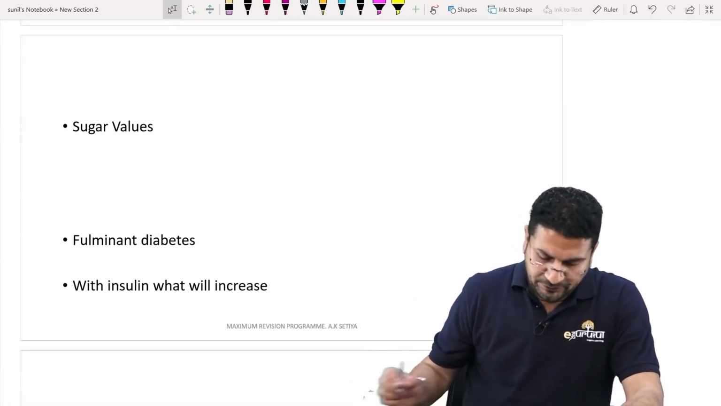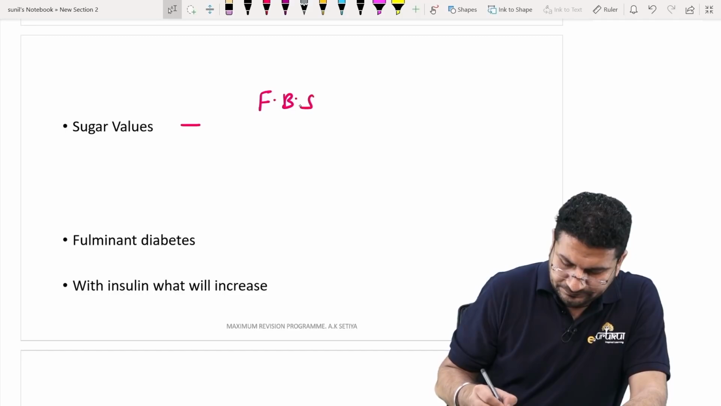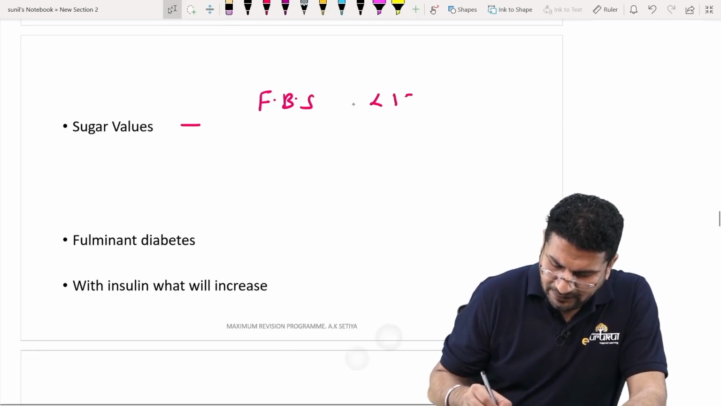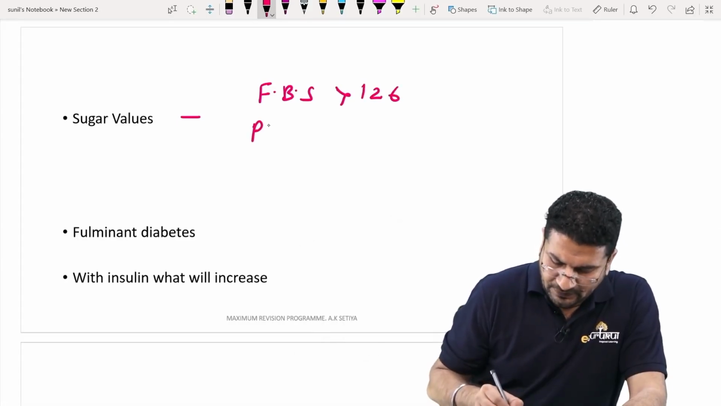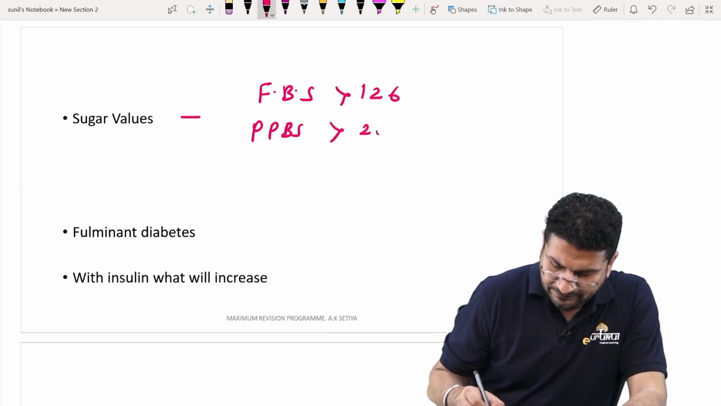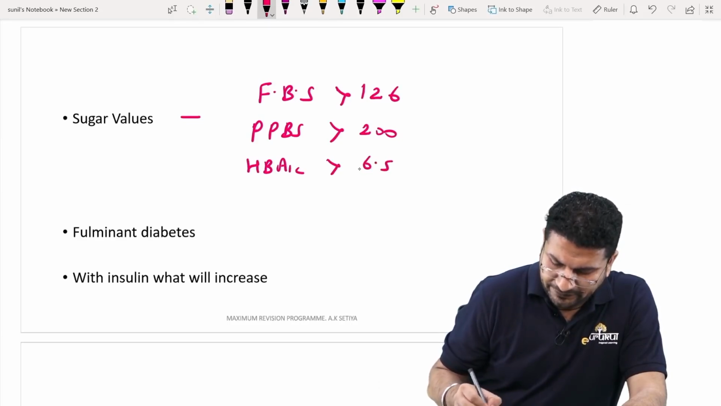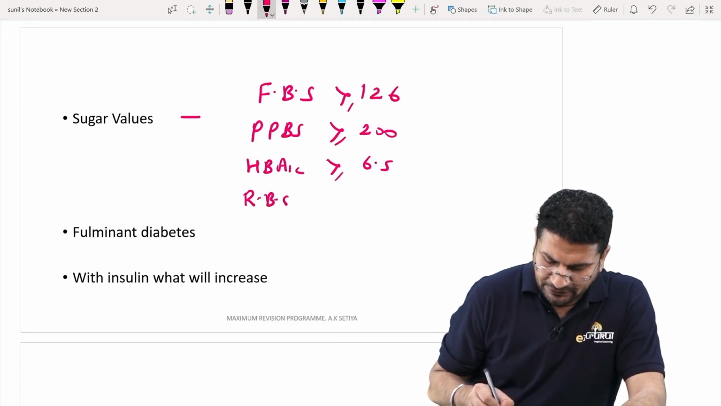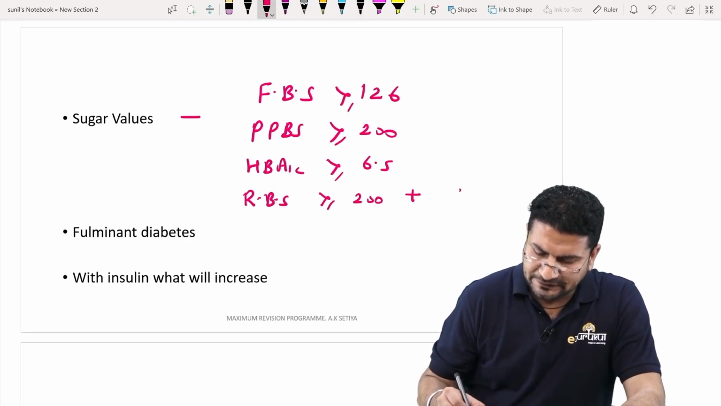There are many questions in exam from sugar values. Just I am writing the sugar values in front of you. If I say fasting blood sugar, let me make the diagnosis of diabetes. If fasting values are more than 126, postprandial blood sugar is more than 200. If I say glycosylated hemoglobin HbA1c values is more than 6.5, right? And if I say random blood sugar, random is not a good test, but if random values are more than 200, along with this patient is having classical symptoms.